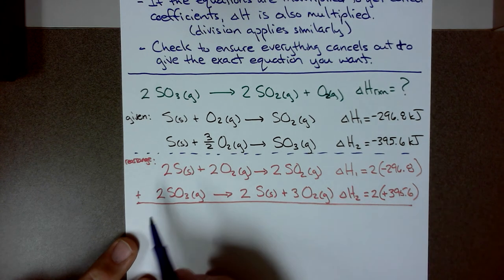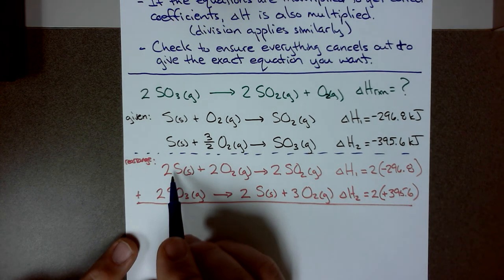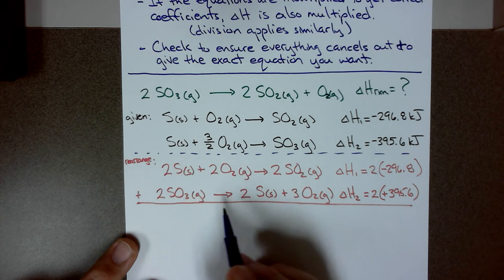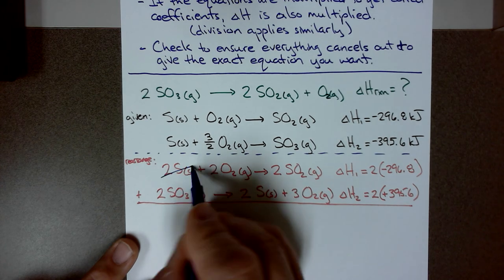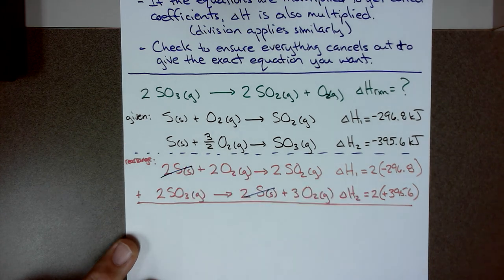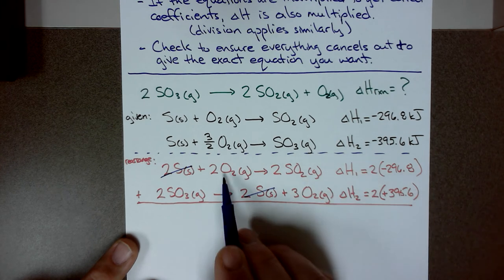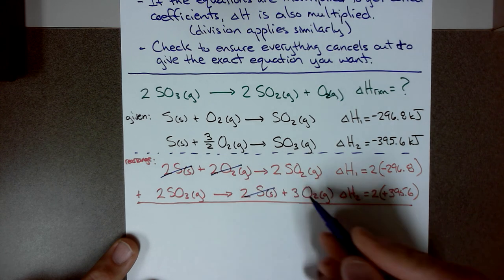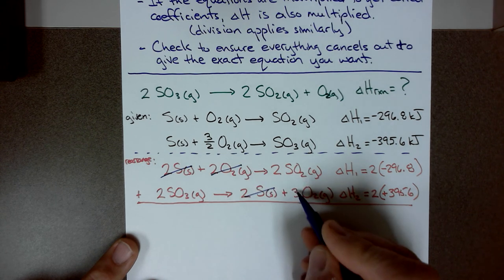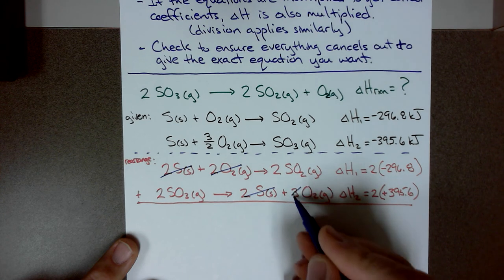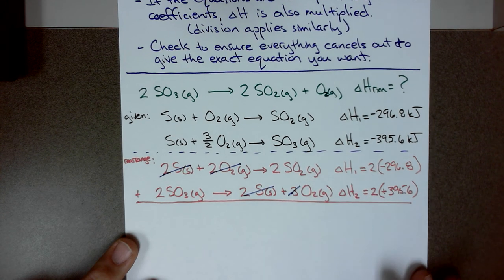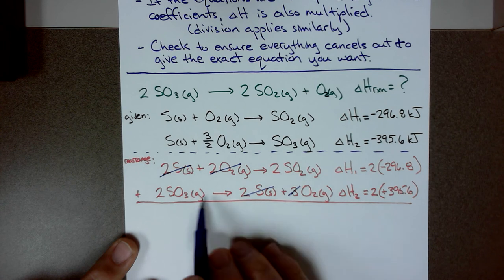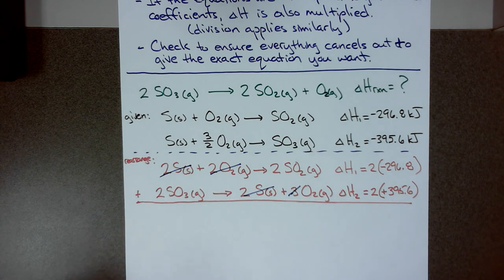So I've got 2 sulfurs on the reactant side and 2 sulfurs on the product side, so those 2 cancel. And then I have 2 oxygens on the reactant side. I have 3 here, so these 2 are canceled and the 3 goes to 1, so it's just 1 oxygen. And then nothing else can be canceled. So now I write it down.